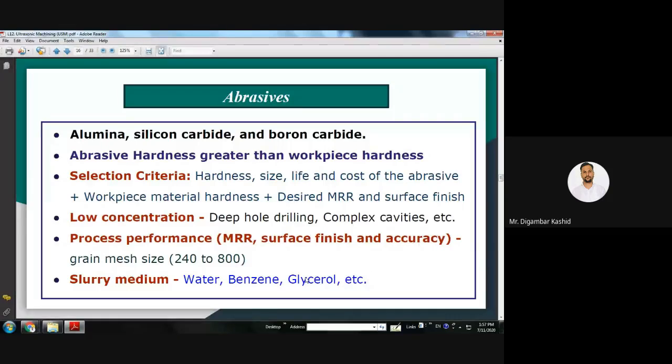Okay, for the abrasives. And as we know that we are preparing the slurry, water is used as the abrasive carrying medium. It has a low viscosity and it can reach up to the fine, complex shaped cavities. Okay, as well as we have benzene and glycerol. So these kinds of liquids we can also use as slurry medium.